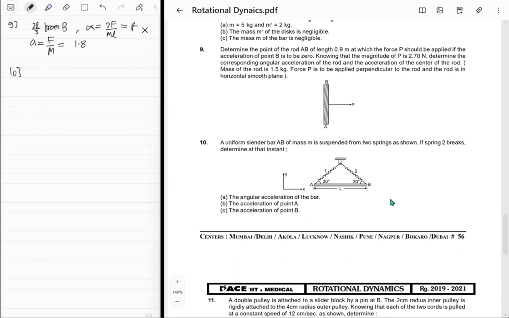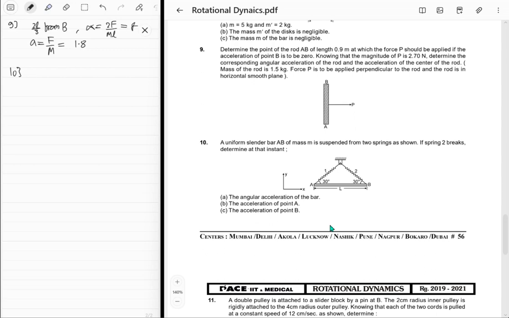Right, so this will be really nice. I mean, yeah, it works out. Okay, so if spring 2 breaks, determine at that instant the angular acceleration of the bar. First of all, figure out what the forces should be. Let's just say we know both of these are going to be the same forces. It's going to be 2F cosine of 60 degrees, so F is equal to mg. Wow, that was fast. And the angular acceleration will just be mg upon L upon 2 times all that stuff, right?